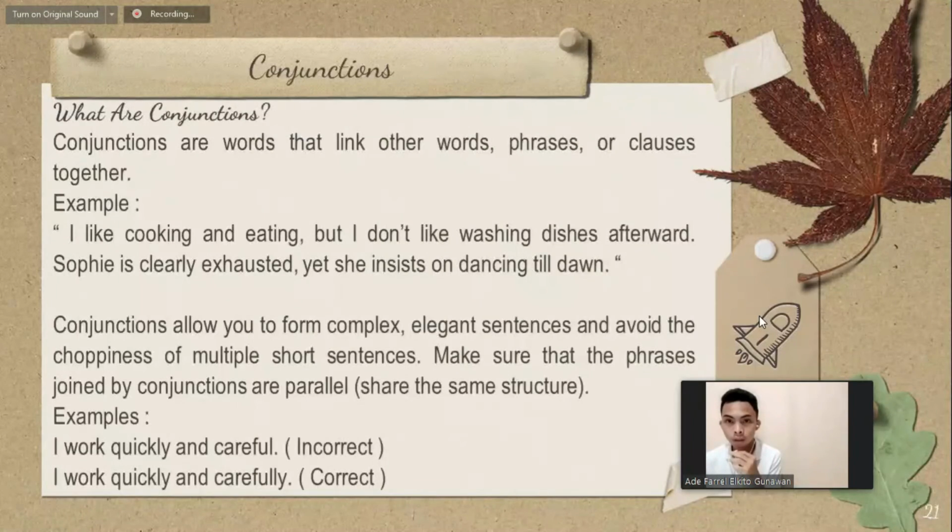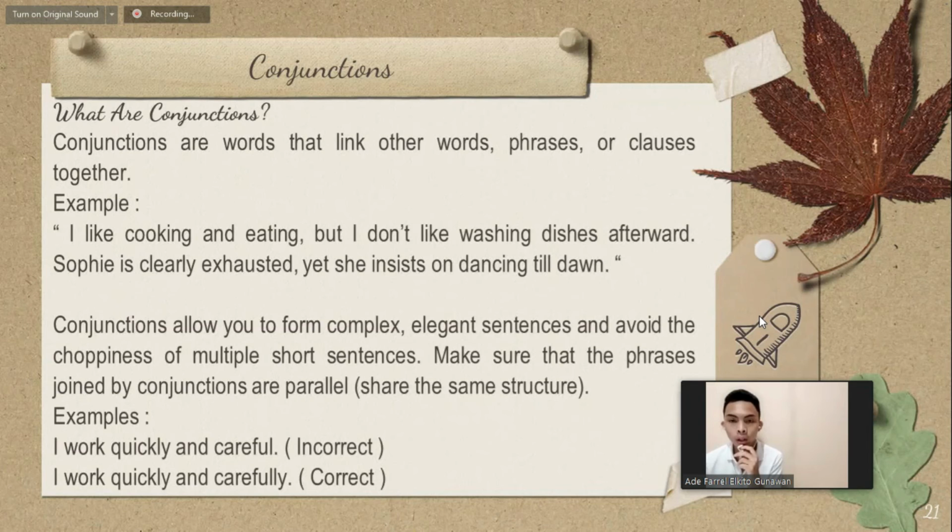And the next is my material is conjunction. So what is conjunction? Conjunction are words that link to the other words, phrases, and clauses together. For example, I like cooking and eating, but I don't like washing dishes afterward. Shopee is clearly exhausted, yet she insists on dancing till dawn. Conjunction allow you to perform complex and elegant sentence and avoid the choppiness of multiple short sentence. Make sure that the phrases are joined by conjunction, are parallel, or share the same structure.